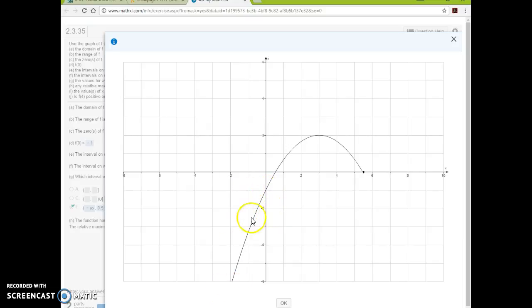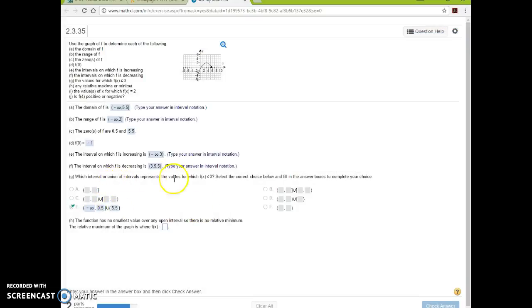This is increasing from the interval negative infinity all the way up to 3. It's decreasing from the interval 3 to 5.5, right? And again, hard bracket on that 5.5 if you want, because it kind of just stops there, but we have to include it with that dot, and it's never constant. And that's pretty much it, I think.